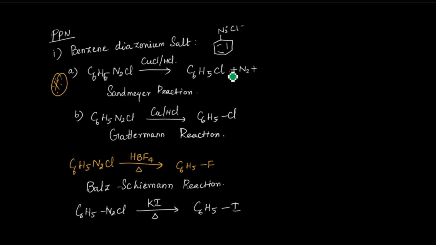In the preparation of haloarenes, from benzene diazonium chloride you can follow the Sandmeyer reaction to give the product, and the Gattermann reaction. The point to be noted about the difference between the Sandmeyer reaction and the Gattermann reaction is that in Sandmeyer we are using CuCl/HCl, while in Gattermann just copper as a metal is used. Okay. Then the Balz-Schiemann reaction for fluoro compounds gives fluorobenzene, and from benzene diazonium chloride, KI will give iodobenzene.